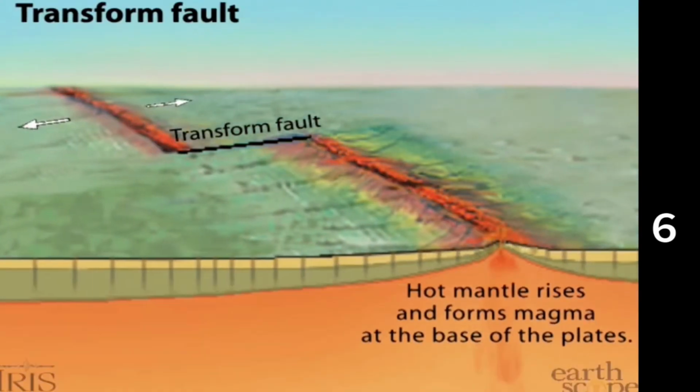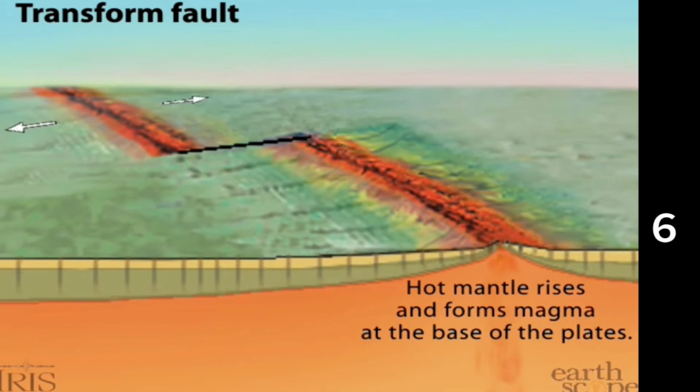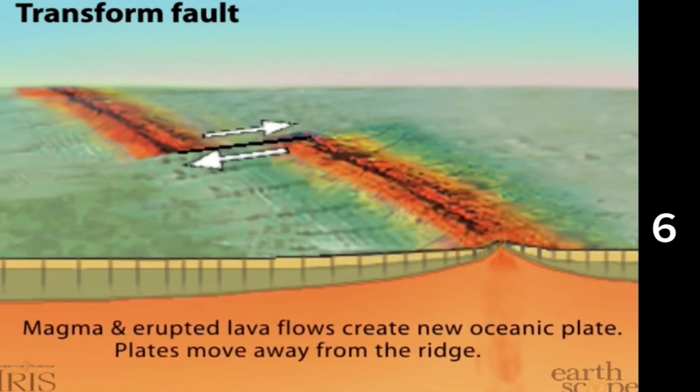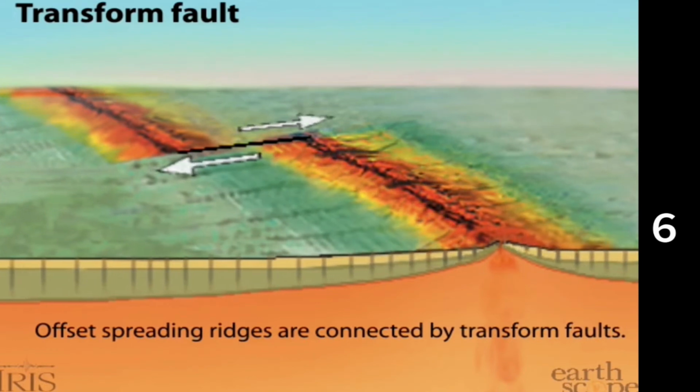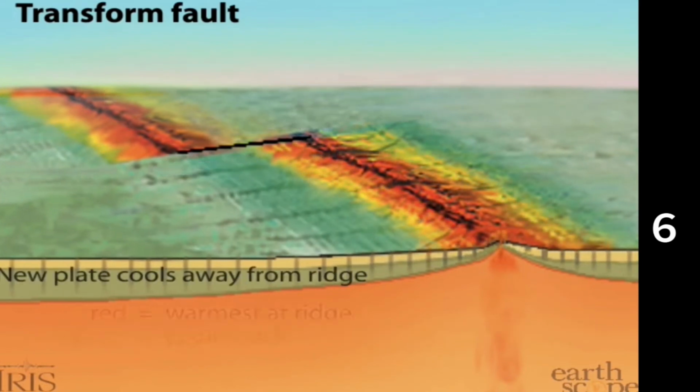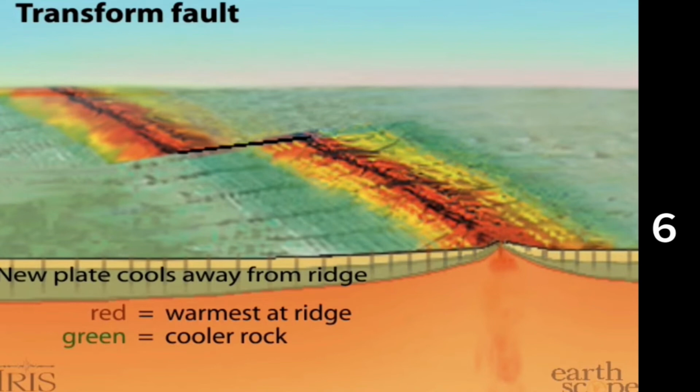Number 6 is a transform fault. And transform faults are the horizontal movement of plates. So they're not going towards each other, they're not moving away from each other, they're just moving past each other like cars on a road, just moving past each other horizontally.